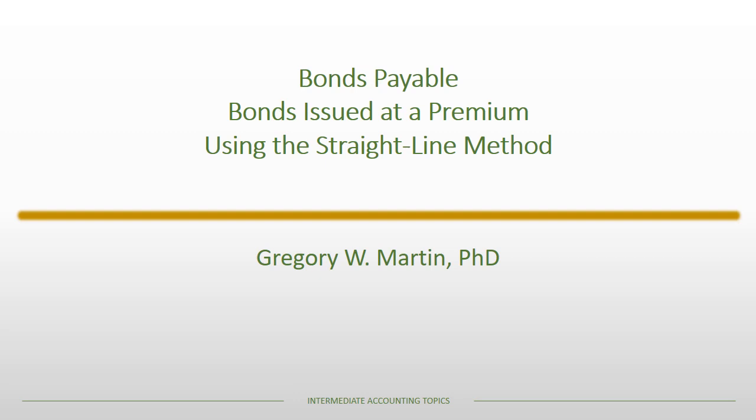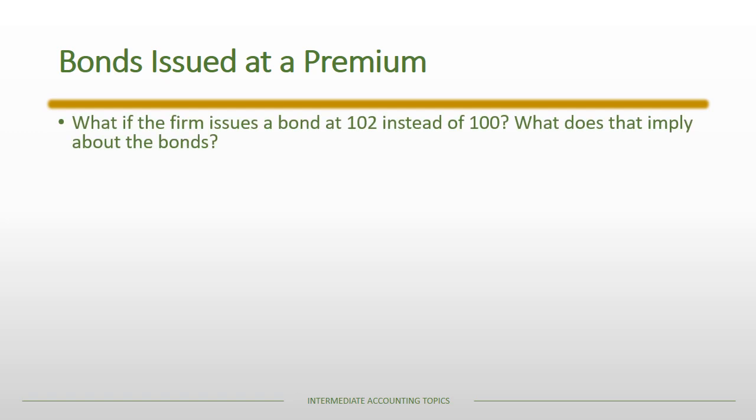Okay, in this video we're going to be walking through bonds being issued at a premium, where we're going to amortize the premium using the straight line method. So, building off that basic scenario where the bonds were issued at 100, we're saying, okay, what if they were issued at 102 instead of 100?